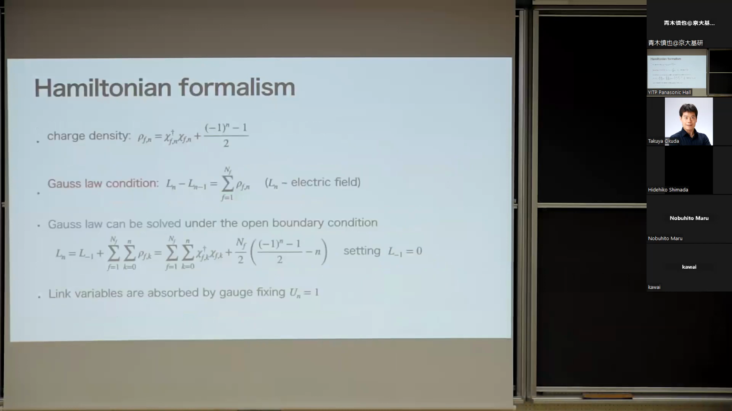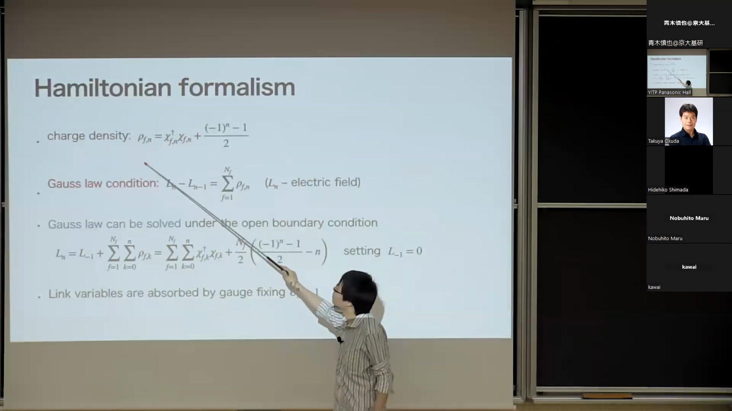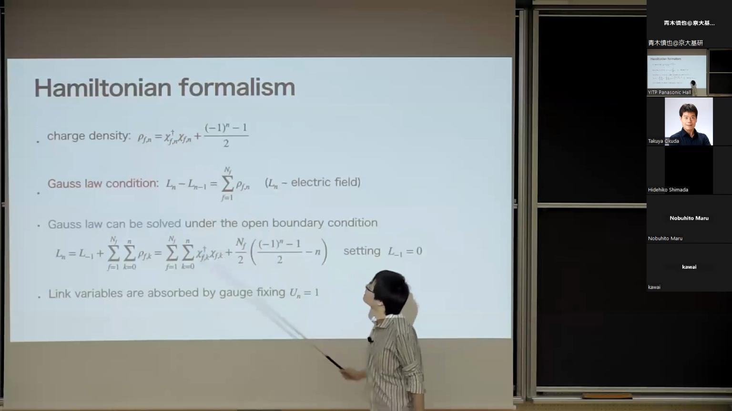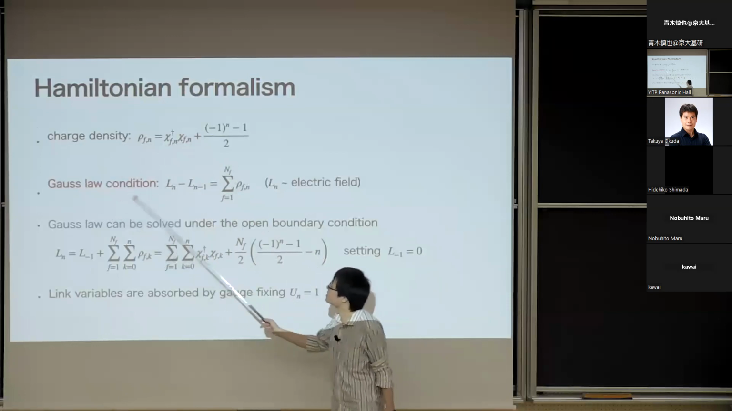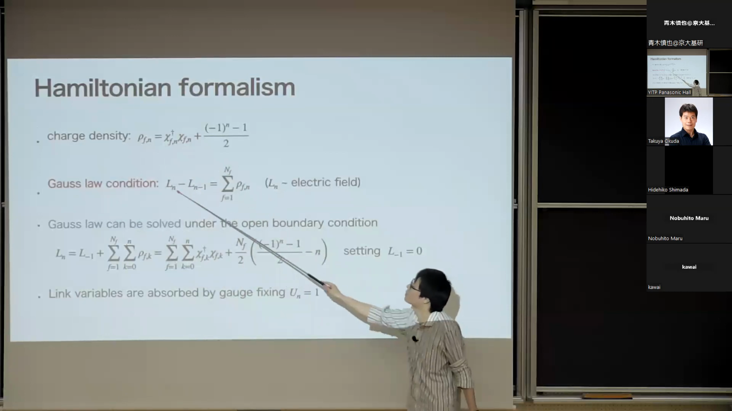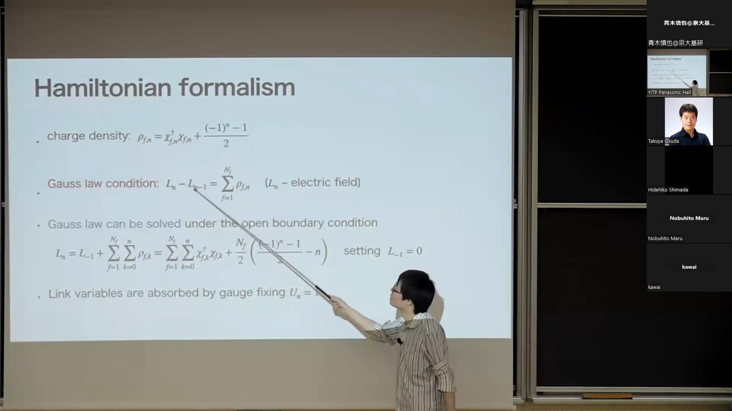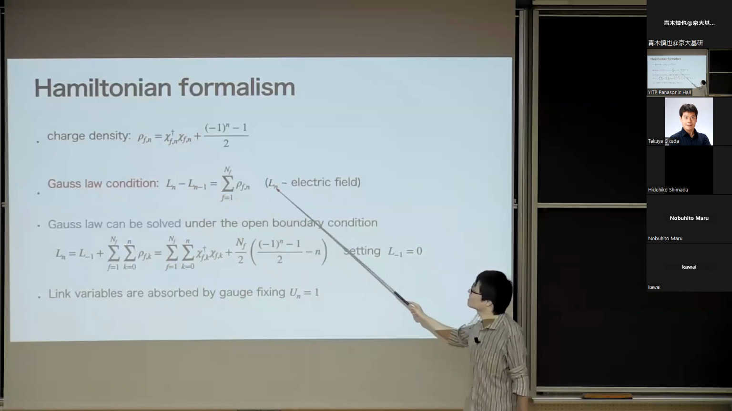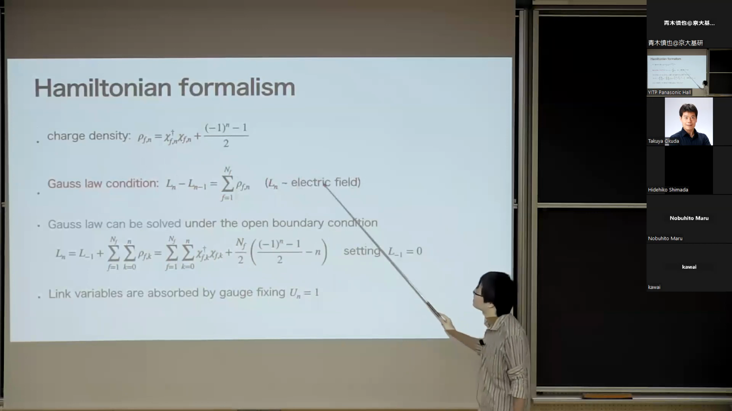Let me define the charge density. It's psi bar gamma 0 psi in the original Dirac fermion. Then the Gauss law condition is given by this formula. It's a relation between the divergence of the conjugate momentum L and its charge density. So in that sense, L can play the role of the electric field.